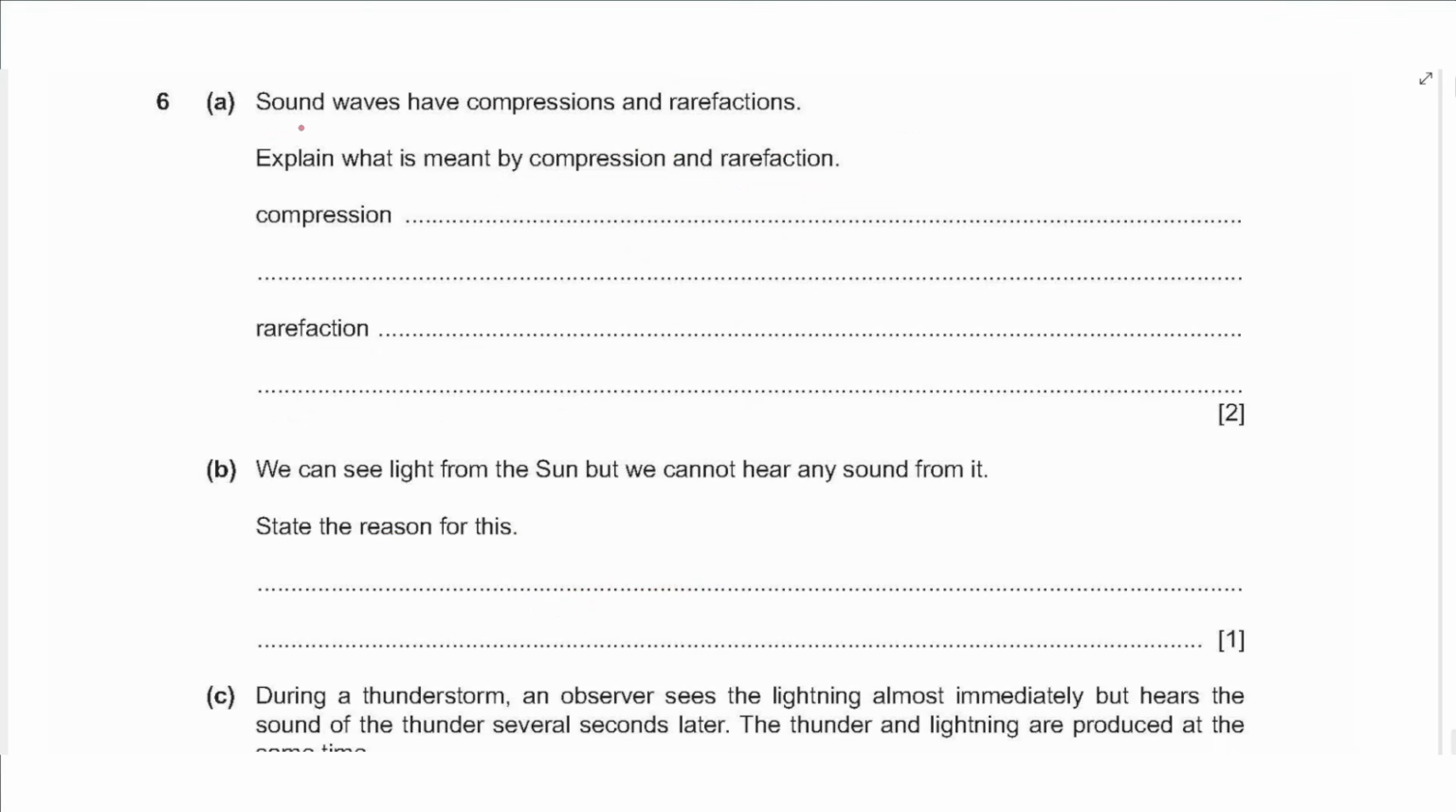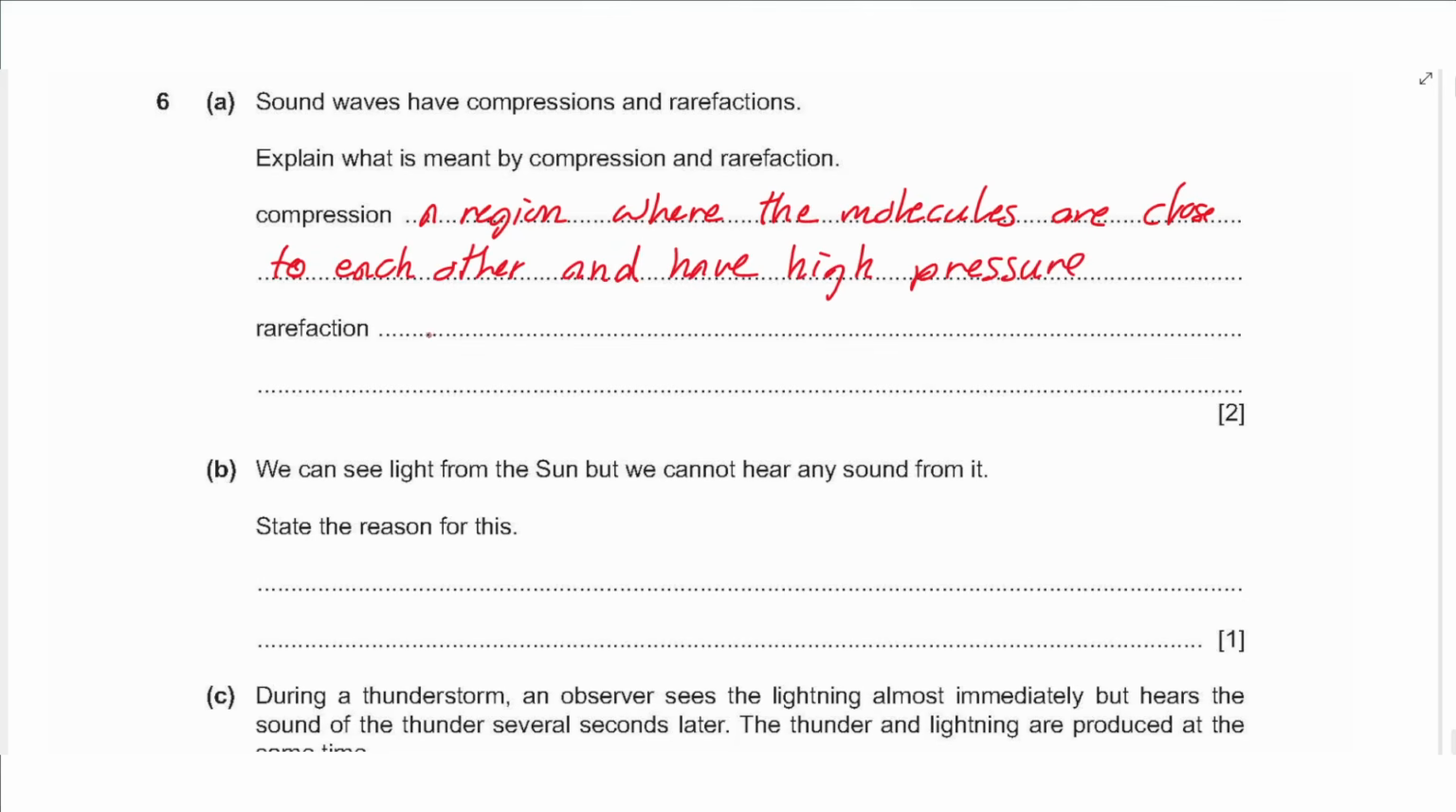Question 6a says sound waves have compression and rarefaction. Explain what is meant by compression and rarefaction. Compression is a region where molecules are close to each other and have high pressure. A rarefaction is a region where the molecules are far apart and have low pressure.